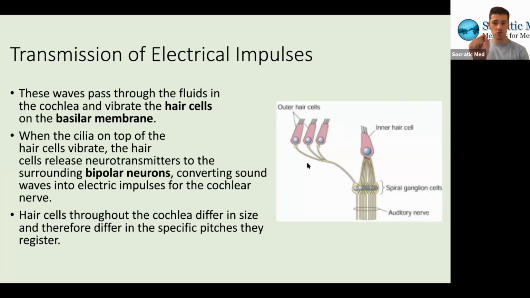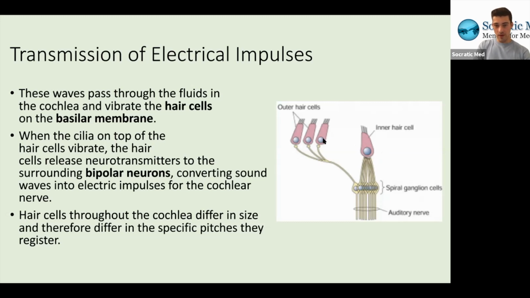So those are super, super fine hair-like structures that protrude into the fluid of the cochlea. When the ossicles, those three little bones, start banging on the cochlea, it vibrates the fluid, and the fluid moves around, and it starts vibrating these hair cells. When these hair cells start vibrating, they actually release neurotransmitters.